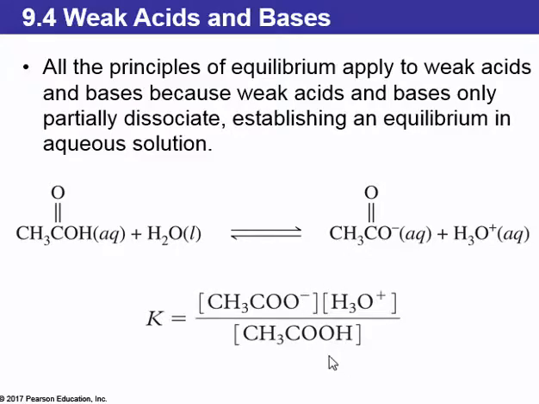And in a buffer system, we have both base and acid. So if we add an acid, the conjugate base will react with it, and if we add a base, the weak acid will react with it. And when the acid reacts with a base, it will form more of the conjugate base, and when the conjugate base reacts with an acid, it will form more of the acetic acid.